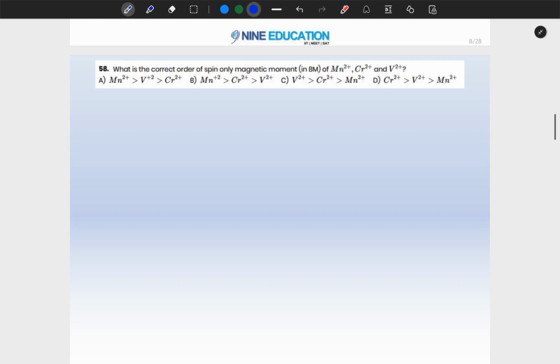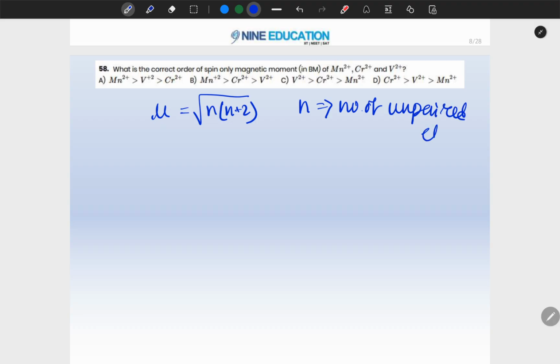Now let's proceed to the next question. So we need to find out the order of the magnetic moment. We know magnetic moment is equal to under root of n into n plus 2, where n basically indicates the number of unpaired electrons, right? So the more the number of unpaired electrons, the more will be the value of magnetic moment.